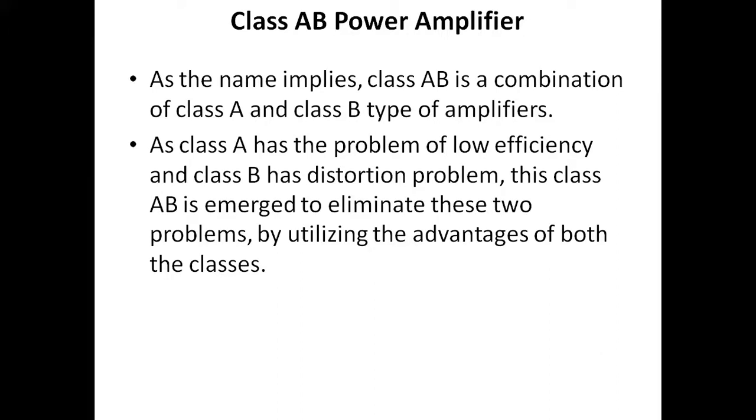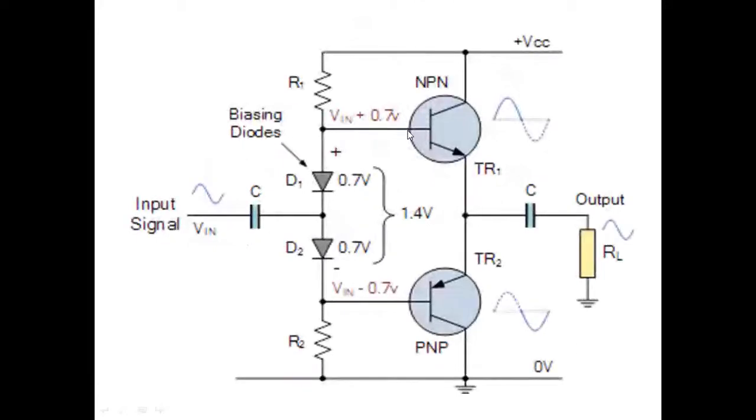That's why the class AB amplifier emerged, to eliminate the problems of class A and class B. By eliminating the disadvantages and taking the advantages of both class A and class B, we are designing the class AB power amplifier. And this figure represents the class AB power amplifier.